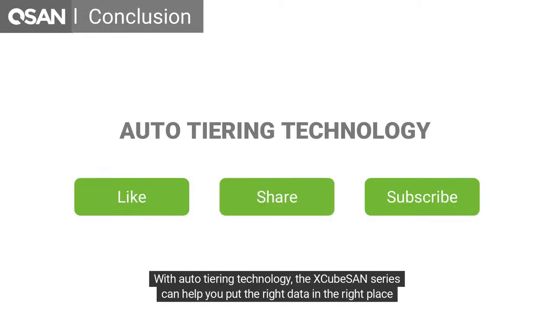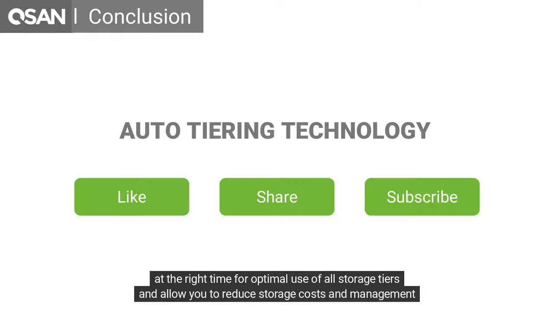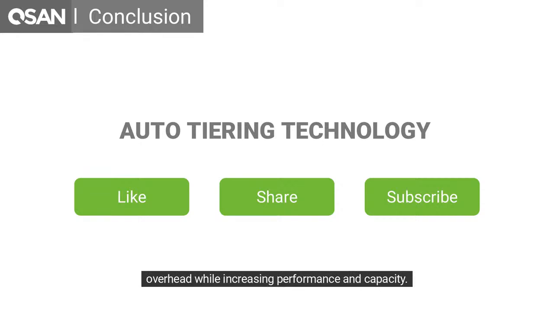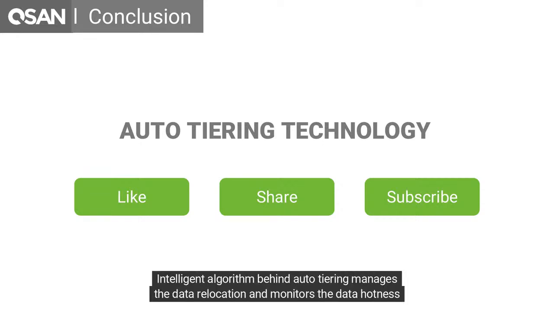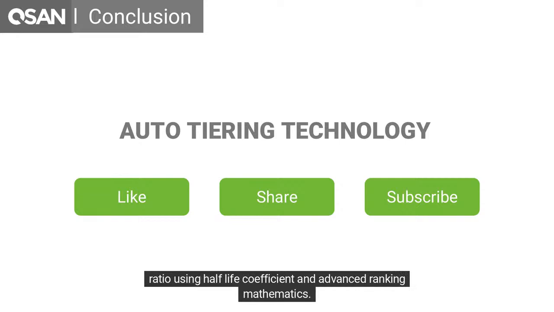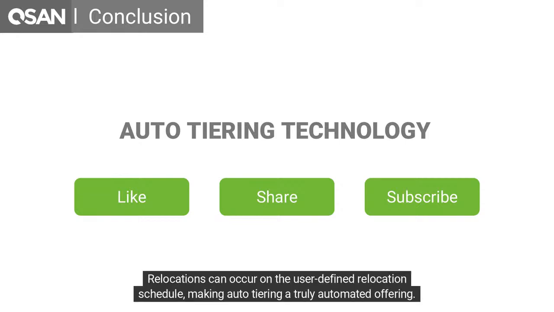With auto-tiering technology, the X-CubeSAN series can help you put the right data in the right place at the right time for optimal use of all storage tiers and allow you to reduce storage costs and management overhead while increasing performance and capacity. The intelligent algorithm behind auto-tiering manages the data relocation and monitors the data hotness ratio using a half-life coefficient and advanced ranking mathematics. Relocations can occur on the user-defined relocation schedule, making auto-tiering a truly automated offering.